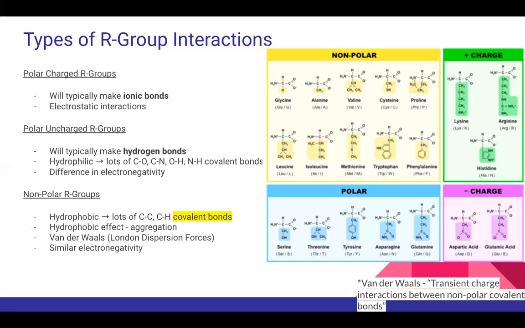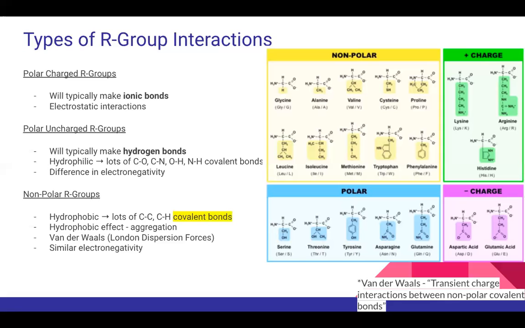And then your nonpolar R groups up in this yellow box are hydrophobic. They have a lot of carbon-carbon and carbon-hydrogen covalent bonds within their structure. So this is the example of the hydrophobic effect. Just a quick question, where would you usually find your nonpolar amino acids within the structure of a protein that's folded? Where would you usually find them? What's that like, hydrophobic effect?